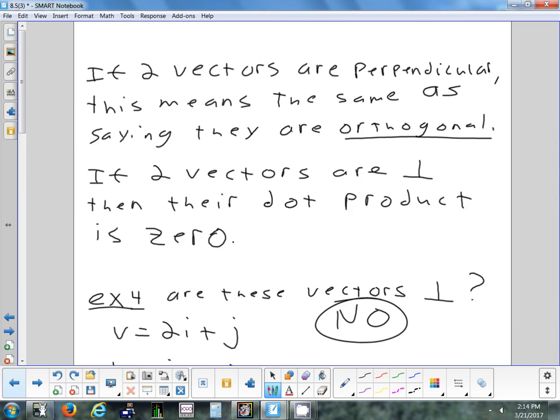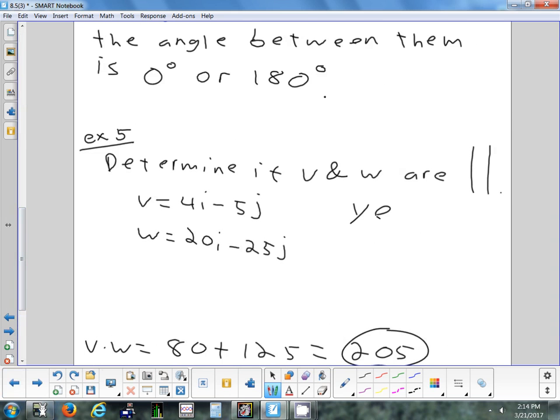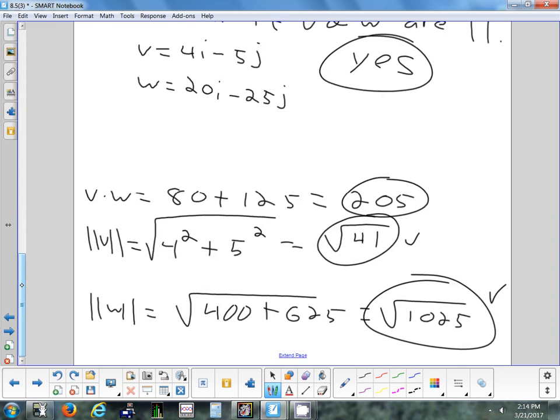That's your final answer. So, determine if they are parallel. Yes. These are parallel. Okay. Any questions on that?